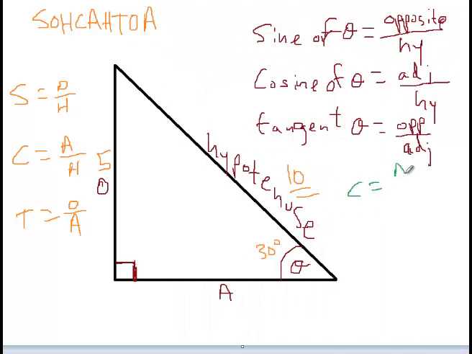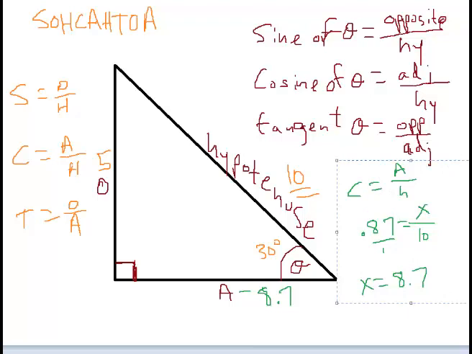The cosine equals the adjacent over the hypotenuse. So the cosine of 30, which is 0.87, equals the adjacent, which we don't know, so we're going to call it x, over 10. Okay, well, simple cross multiplication: x times 1, and you can put that over 1. 0.87 times 10 is 8.7. So the adjacent is 8.7. Just for kicks, let's also do it using the tangent formula.